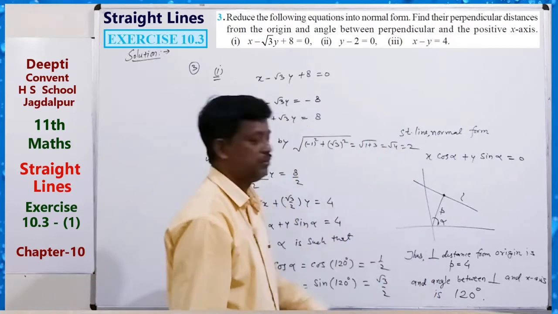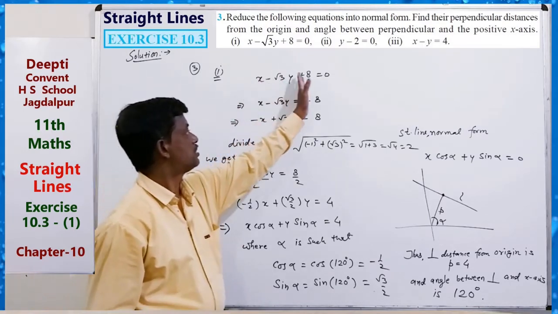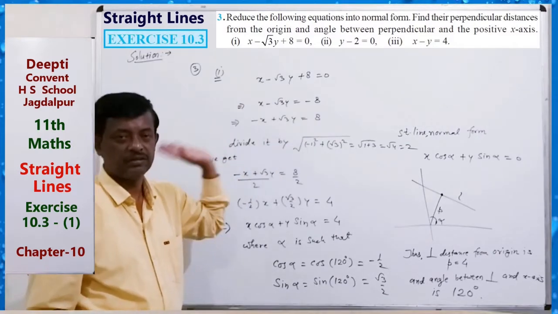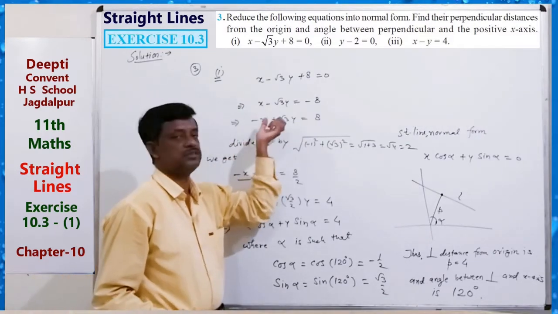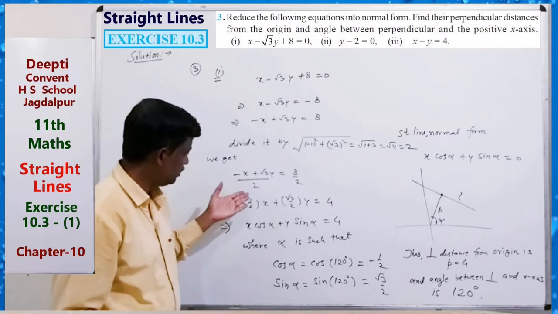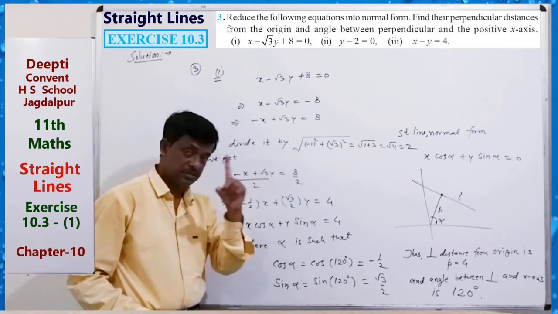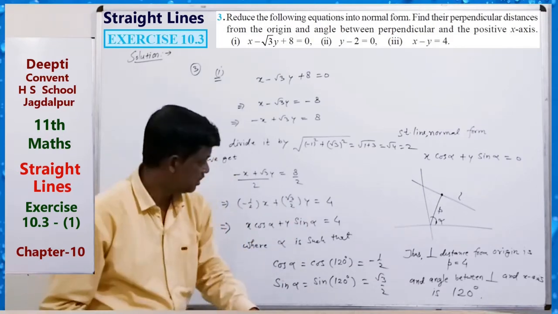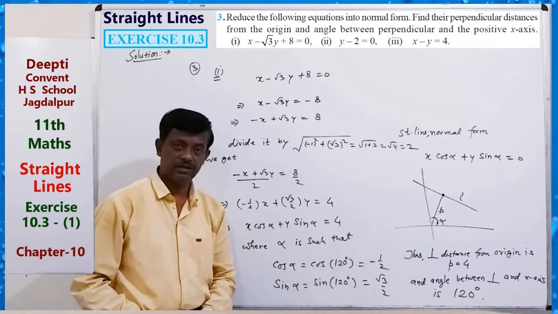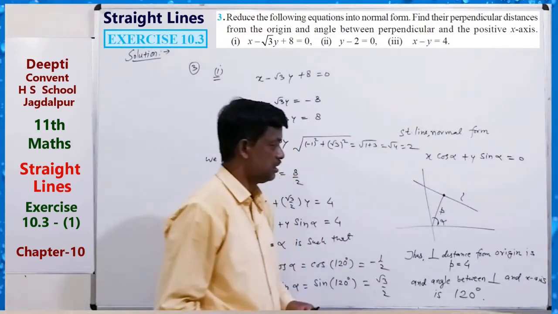So for converting into normal form, transfer the constant term to the right hand side and make it positive by multiplying by minus sign if required, and then divide this equation by root over the sum of squares of coefficients of x and y. Then this quantity will be cos alpha, and this quantity will be sin alpha. Just find the alpha which satisfies both, for the same angle 120. So this is the normal form, and we can find the distance just like this.